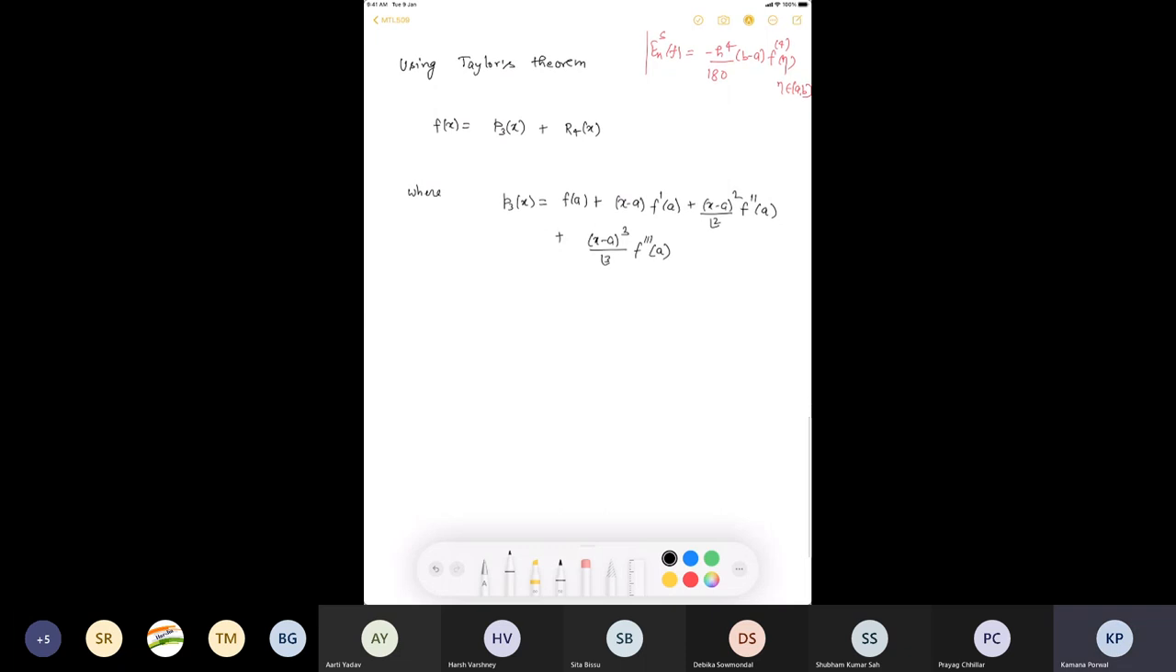Okay, and what is the truncation error, the error term here? It is going to be 1 by 3 factorial, so this is 1 by 6, right? And the integral from a to x of (x minus t) cubed, and the fourth derivative of f evaluated at t, dt. Okay, so this is what we obtained from Taylor's theorem.